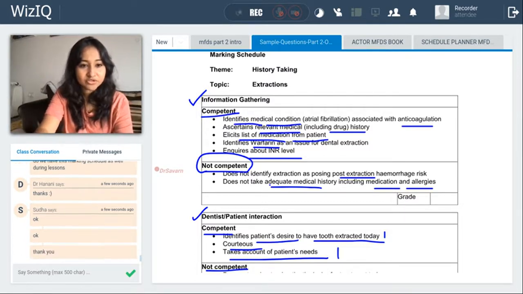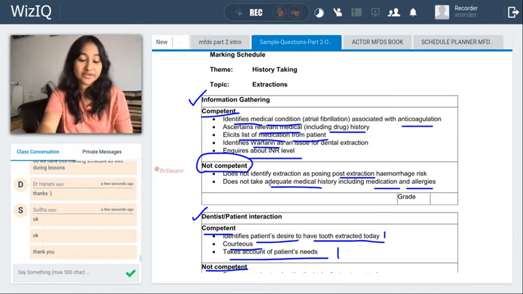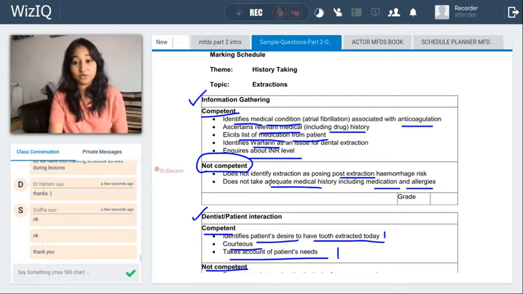We have to ask about dental history and social history in history taking sessions. In history taking themes, you mean, right? So dental history and social history, it is better to ask, because in social history, you're asking about smoking. Smoking is important because it might change your treatment planning. Dental history, yes, it is important.